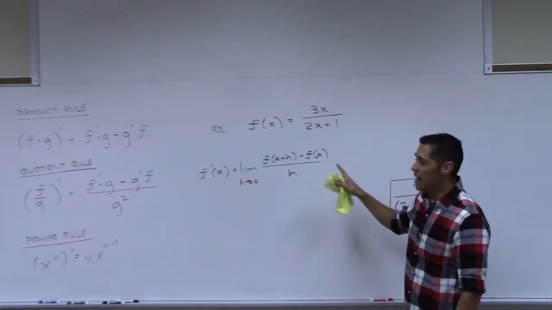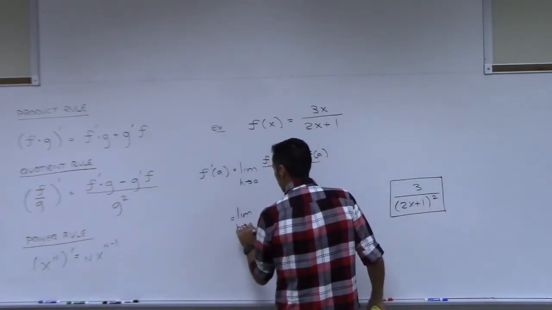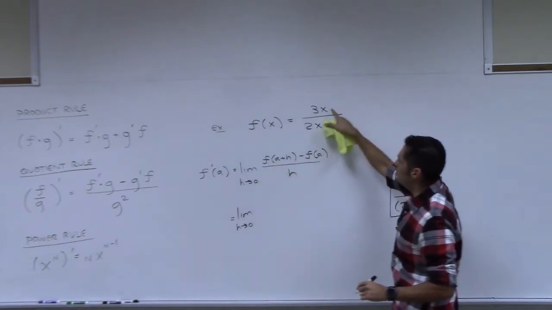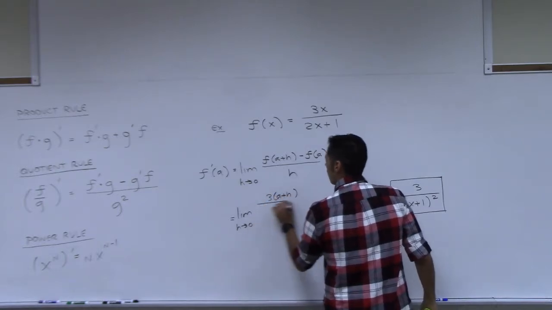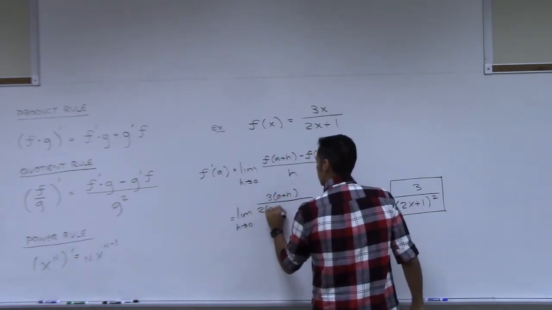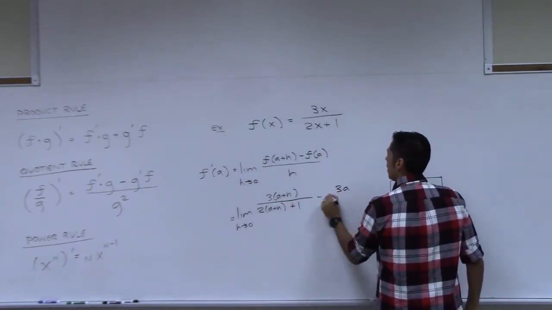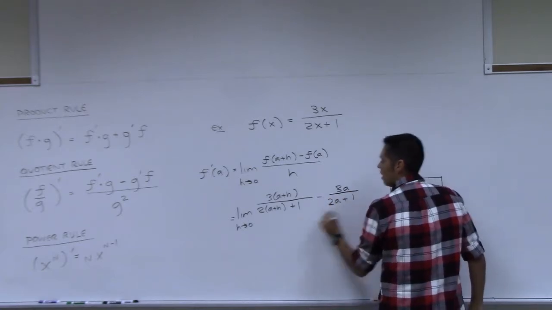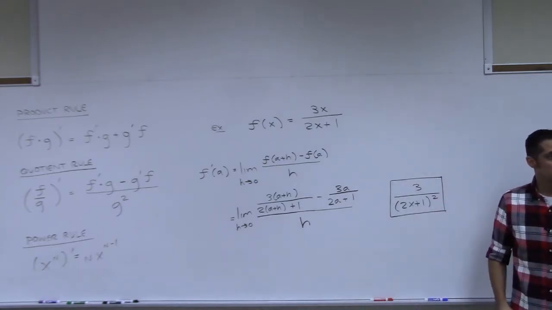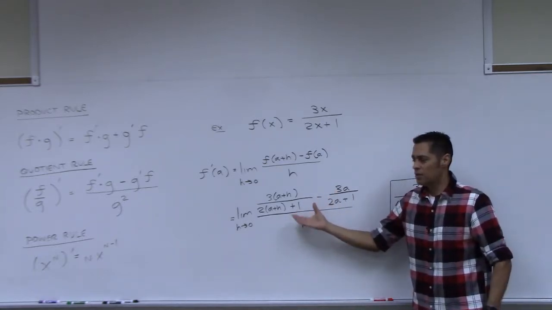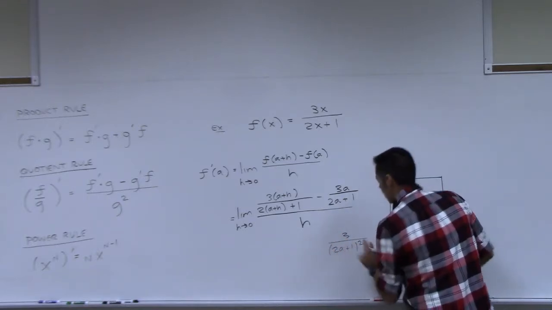Let's just look at what a disaster this would be if we did not have that rule. We would have to do limit as h goes to 0. We'd have to do f of a plus h. So we'd have to replace every x with a plus h. It'd be 3 times a plus h over 2 times a plus h plus 1. That's f of a plus h. Minus f of a, which would be 3a over 2a plus 1. And then all of that over h. And then you have to do some algebra to try and make this turn into 3 over 2a plus 1 squared. That's what it would turn into.